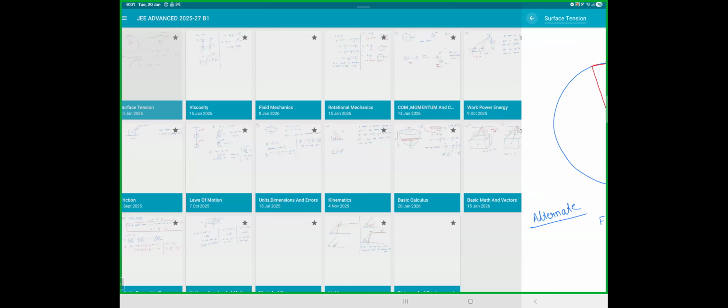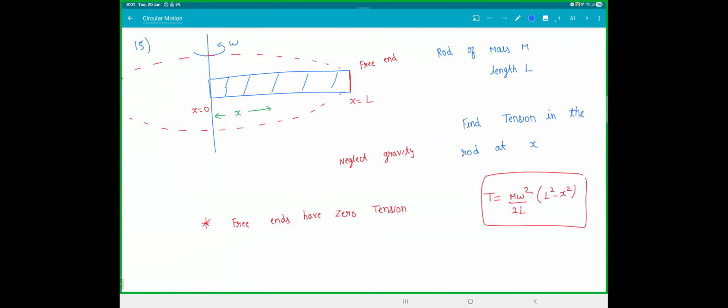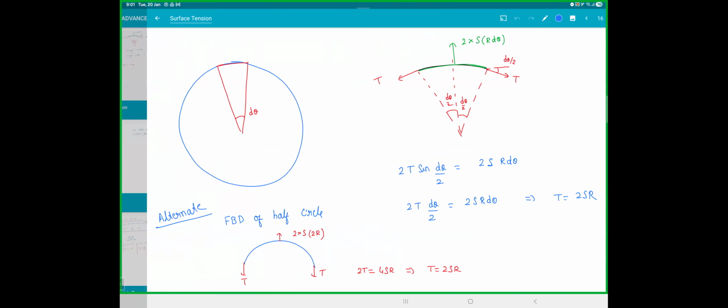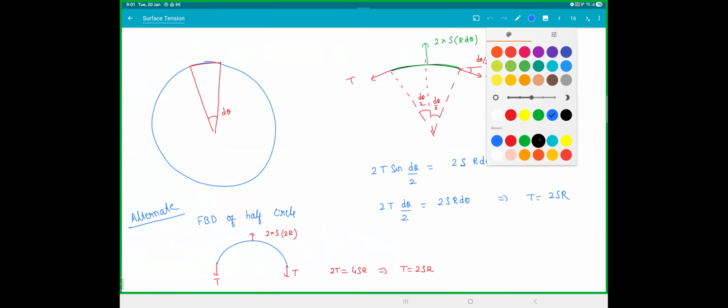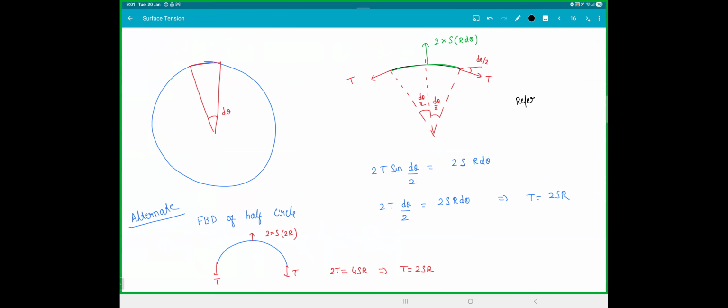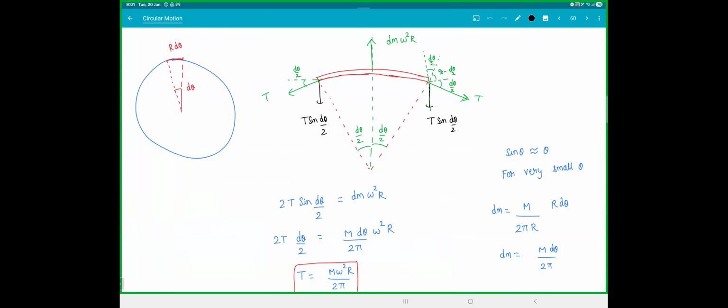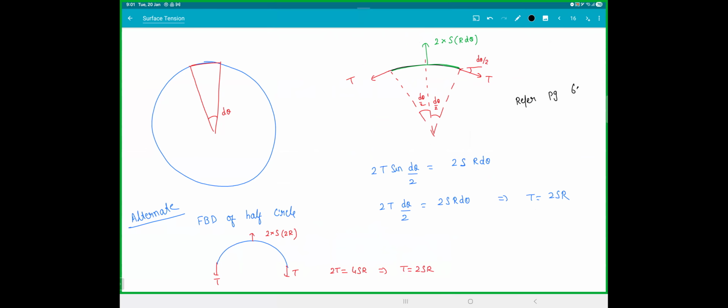So this thing, where did you see it the first time? You saw this thing in circular motion. Question 14, page 59. Remember this thing. Again, this will come in elasticity, page 60. All clear with this? Yeah, most of you got it.